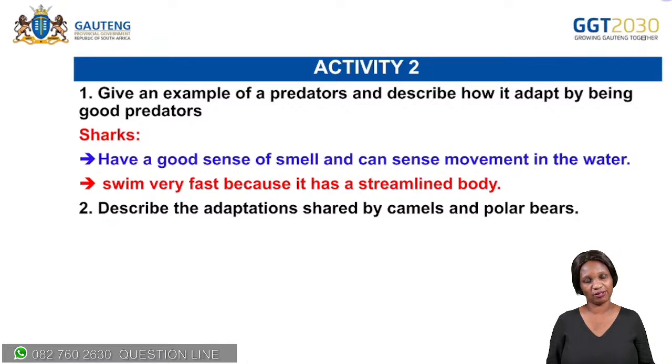We've got sharks, all right? They've got a good sense of what? They've got a good sense of smell and can sense movement in water. And they swim very fast because it has a what? Streamlined body. And then question number 2 says, describe the adaptations shared by camels and polar bears.